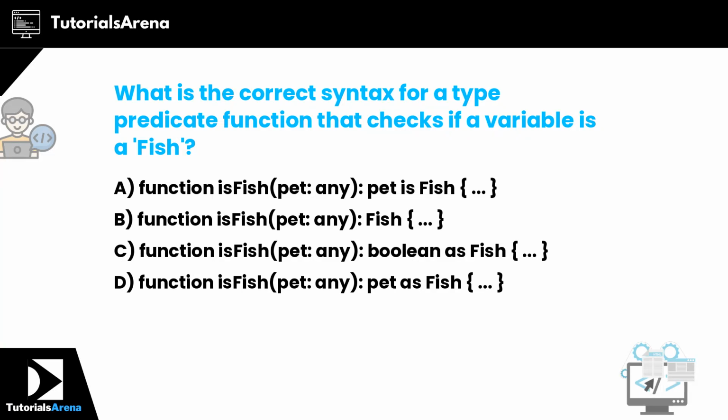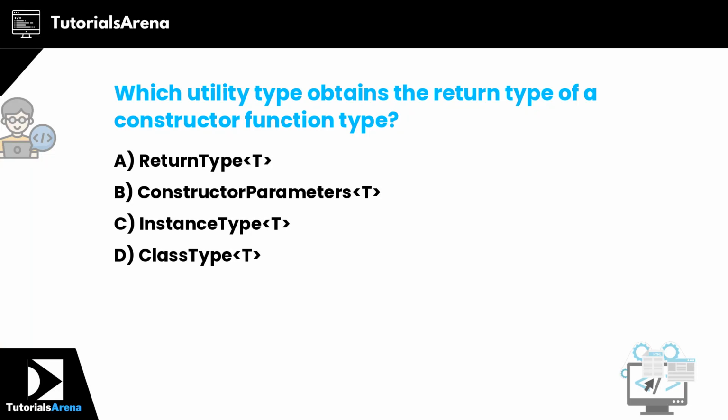What is the correct syntax for a type predicate function that checks if a variable is a fish? The correct answer is option A, function isFish(pet: any): pet is Fish. Which utility type obtains the return type of a constructor function type? The correct answer is option C, InstanceType<T>.